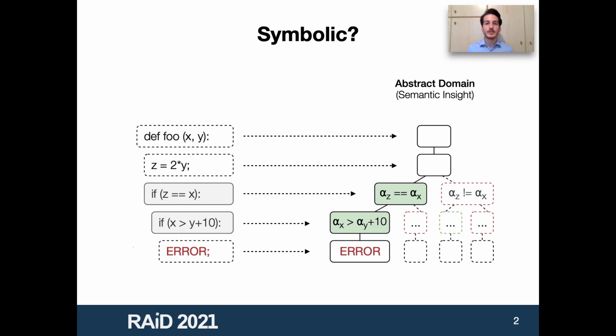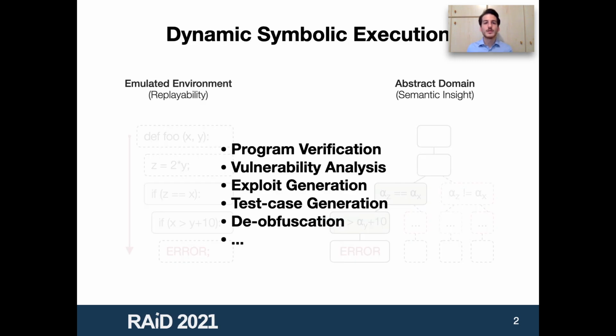This allows symbolic execution to understand what symbolic variables are associated with each of the conditional instructions, and therefore determine the specific portions or specific bytes of the input that are responsible for certain program behaviors, such as the error state in this example. So, in summary, dynamic symbolic execution is a program analysis technique that executes the program in an emulated environment and in the abstract domain of symbolic variables, thus providing both replayability and semantic insight.